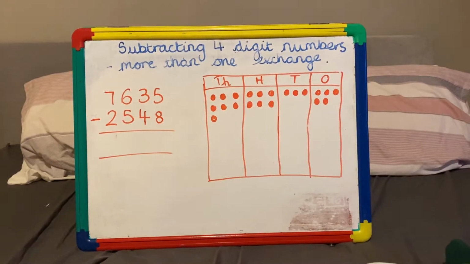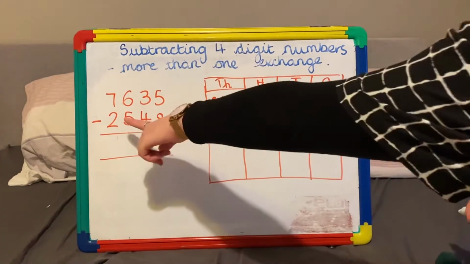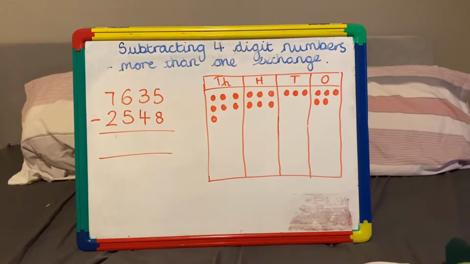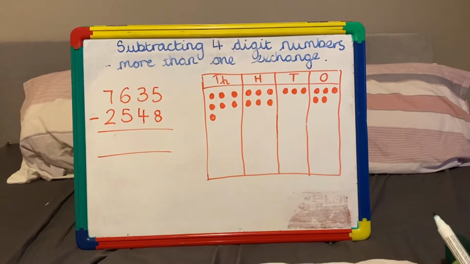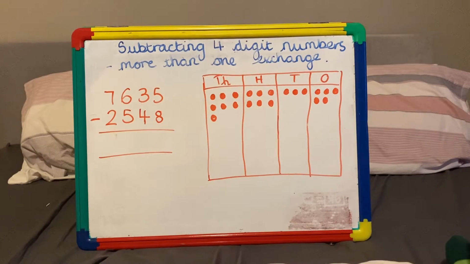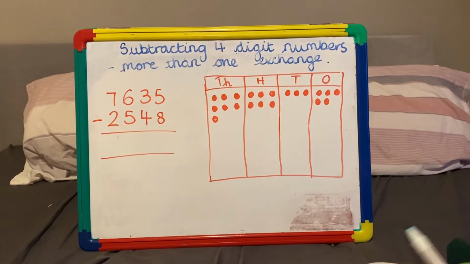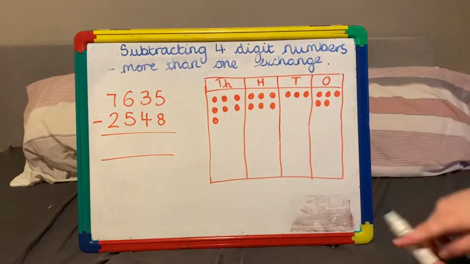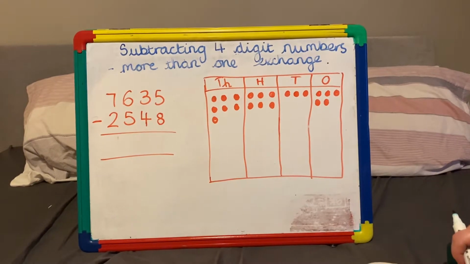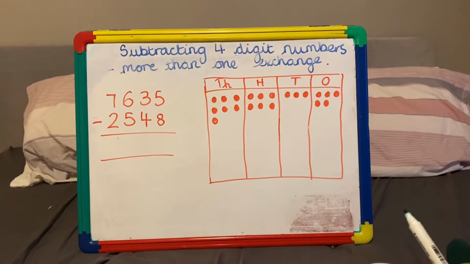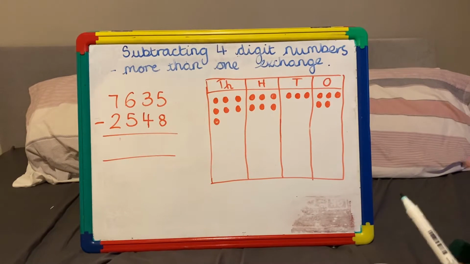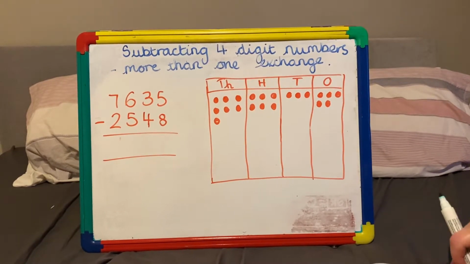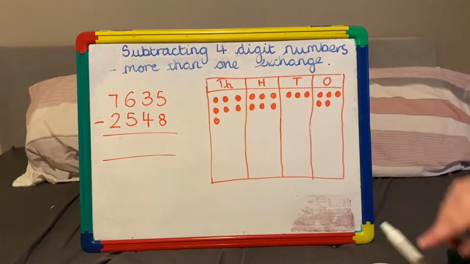So I already took my whole number, my top number, and placed it inside the place value chart. 7,635. I will be taking away 2,548. So if we start in the ones column, as we always do, my first subtraction is 5 take away 8. Can I do 5 take away 8? Have a think about that for a moment. I'm not going to be able to do that, so I'm going to have to exchange.